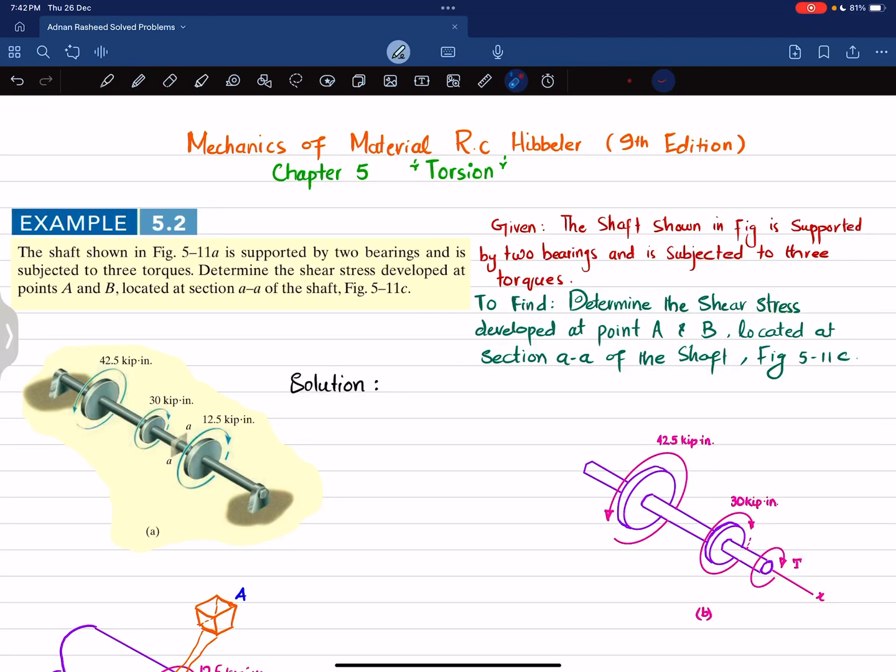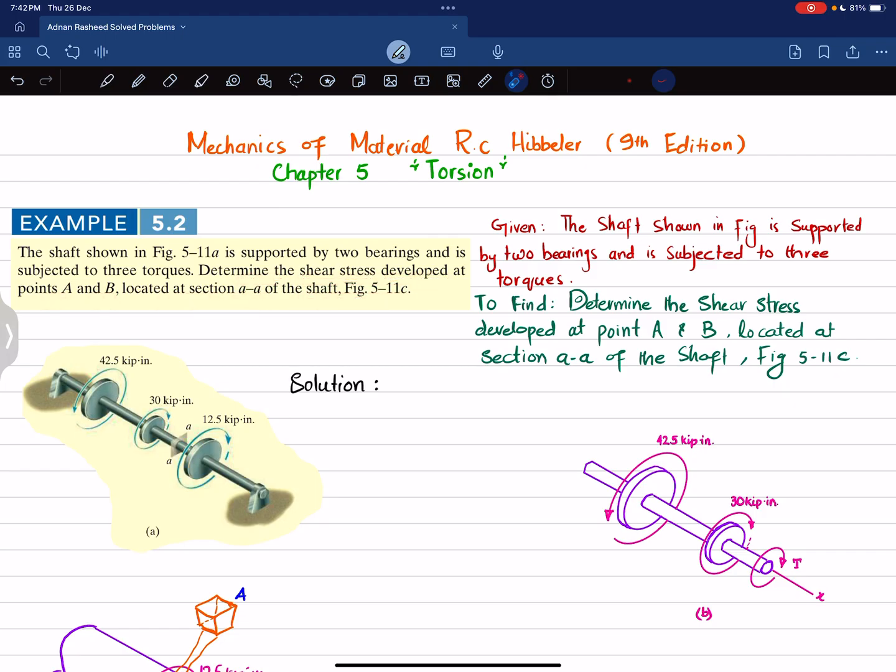Welcome back. In this video, we are going to solve example 5.2 that is taken from chapter number 5, Torsion, and the book is Mechanics of Materials by R.C. Hibbeler, 9th edition. The statement is: the shaft shown in figure 5-11A is supported by two bearings and is subjected to three torques. Determine the shear stress developed at points A and B located at section AA of the shaft in figure 5-11C.